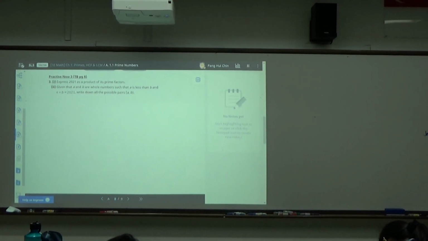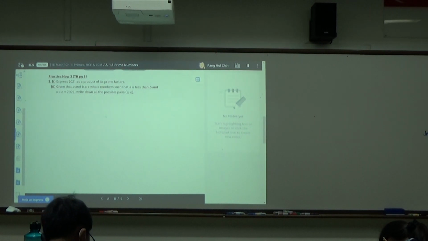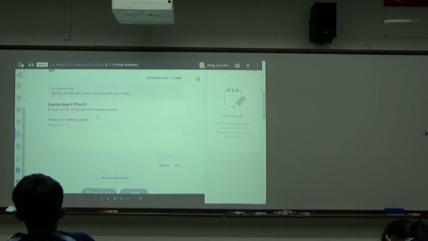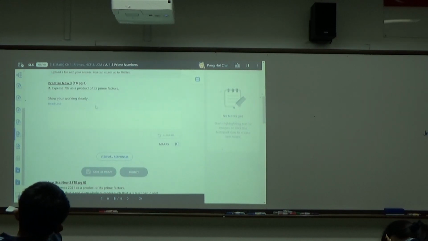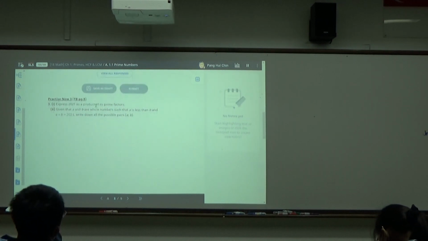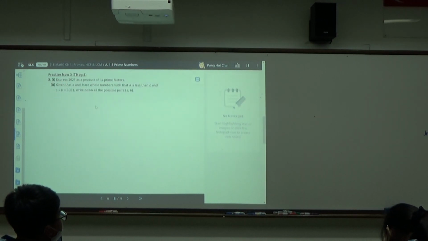Alright, so the last time round, I brought in the notebooks for us to actually try to submit things online. I think that when it comes to writing things as a product of prime factors, we are quite clear about it. Now let's take a look at Practice Now 3, textbook page 8.